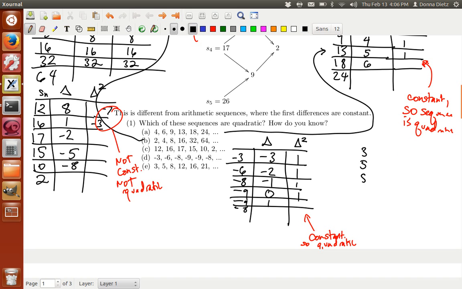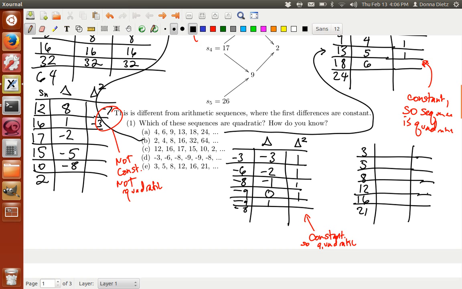3, 5, 8, 12, 16, 21. So what's 5 minus 3? That's 2. What's 8 minus 5? That's 3. It's 12 minus 8. 4. 16 minus 12. 4. What's 21 minus 16? That looks like 5. Okay. Kind of looks promising.